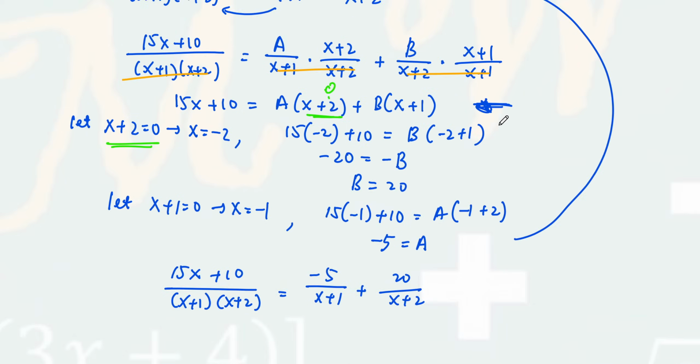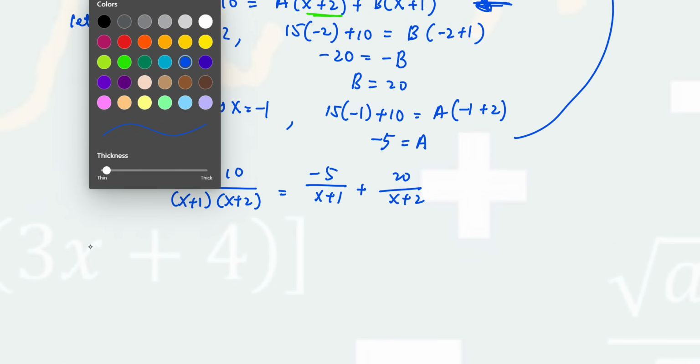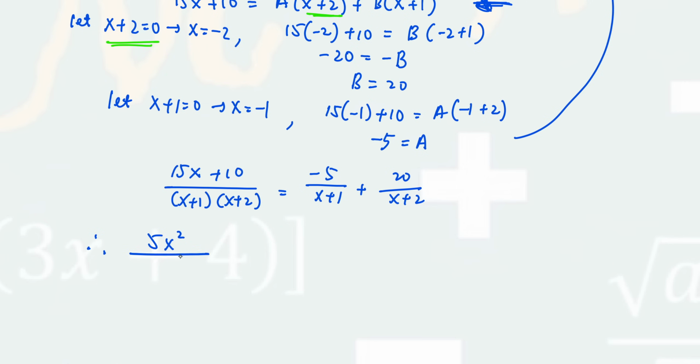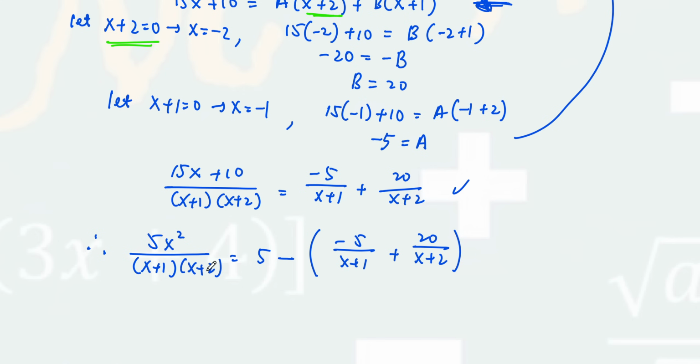Alright, so I will copy the question first. 5x squared over x plus 1 times x plus 2 is 5 minus these two terms. So now to get the simpler form, just times this minus into the terms inside the brackets. So it will be 5 plus 5 over x plus 1 and minus 20 over x plus 2. So that's all for my partial fractions of this question.